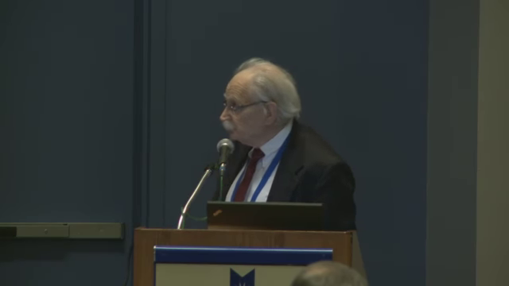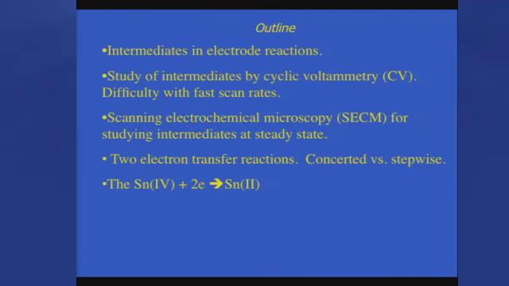I'd like to address. And so I'll talk a little bit about the idea of intermediates and reactions. Then we'll talk about the favorite technique for looking at mechanisms, cyclic voltammetry, but what the problems are. Talk about scanning electrochemical microscopy, which eliminates some of those problems. Then talk about these two electron transfer reactions and give a particular case that I've been looking at since I was a graduate student, believe it or not, of Sn4+ plus 2 electrons goes to Sn2+, and to try to convince you that, in fact, we find Sn3+, that it goes Sn4+ to Sn3+ to Sn2+.